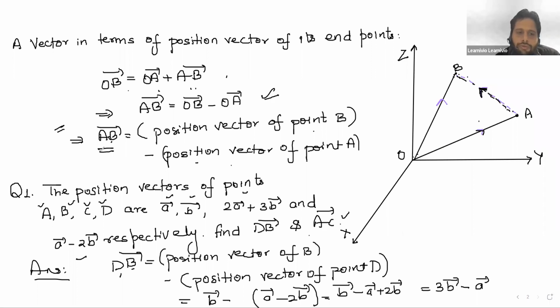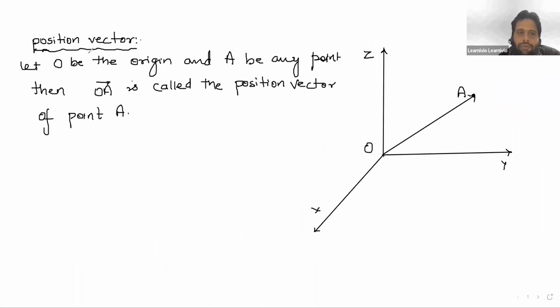You understood this formula? If you have to find the vector AB, then it is equal to position vector of B minus position vector of A. Is this clear, Fahd? Is it clear? Okay, this is clear for this one, position vector.